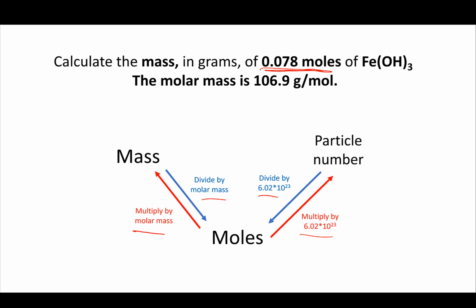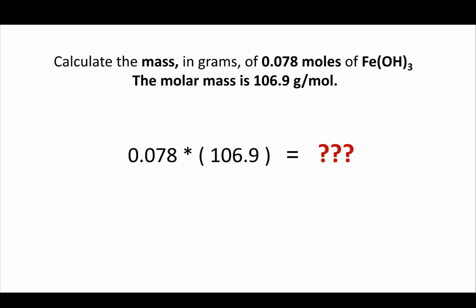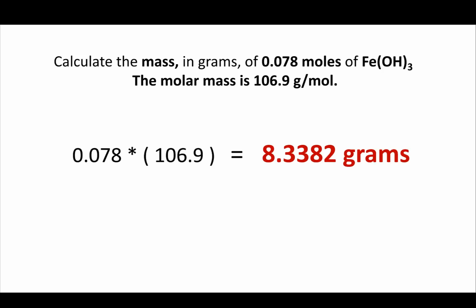And we might have to calculate it, because this isn't an atom. We can't look it up. We would have to calculate that molar mass, but it actually tells it to us, which is convenient, 106.9. So what we do is we multiply by the molar mass. So you multiply the number by the molar mass, put that into a calculator, and you'll get 8.3382 grams. Maybe you can round this, but this is the exact answer.